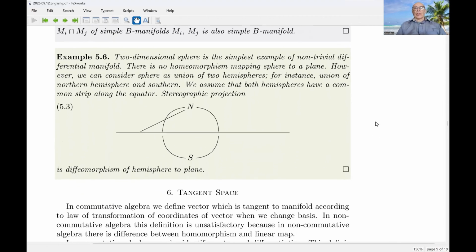The two-dimensional sphere is the simplest example of a non-trivial differential manifold. There is no homeomorphism mapping a sphere to a plane. However, we can consider the sphere as a union of two hemispheres. For instance, the union of the northern hemisphere and the southern. We also assume that both hemispheres have a common strip along the equator. Stereographic projection 5.3 is a diffeomorphism of a hemisphere to a plane.